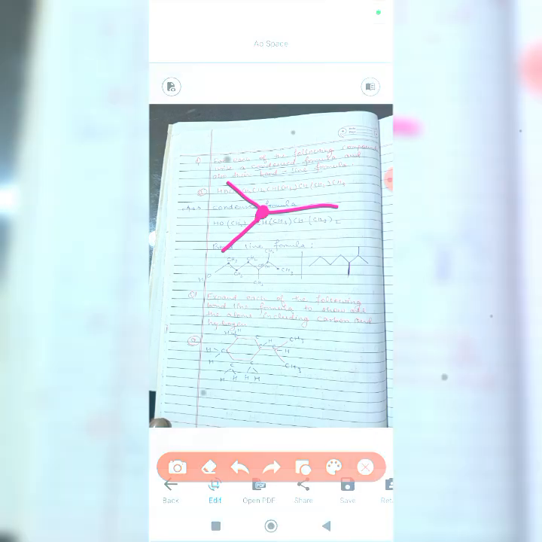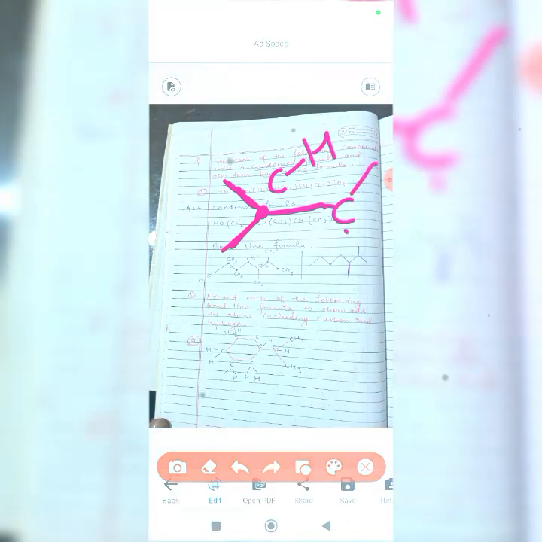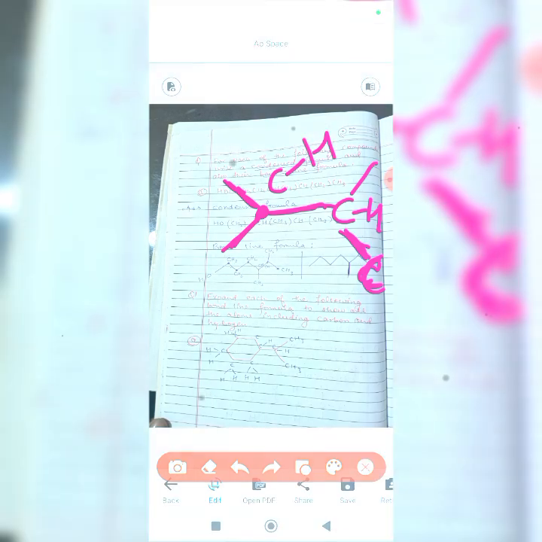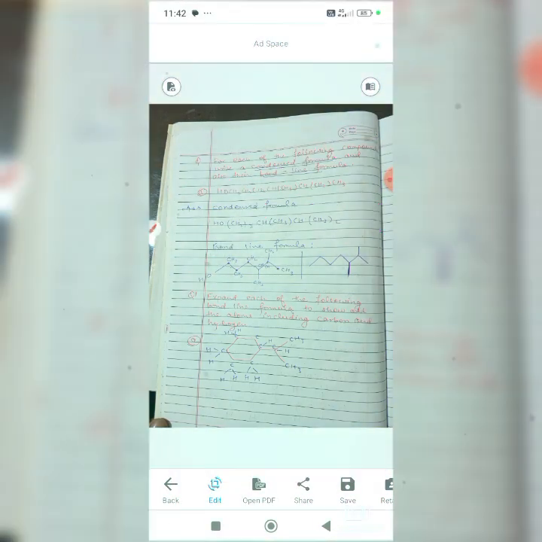At this point, carbon has already shared 3 electrons, so we have only one space available, so we give CH. At this point, we have already shared 1, 2, 3, so the 4th hydrogen, CH again. At the corner, this carbon has shared only 1 electron, so we have H3 on this side and H3 on this side. So I hope you understand the representation of bond line formula.